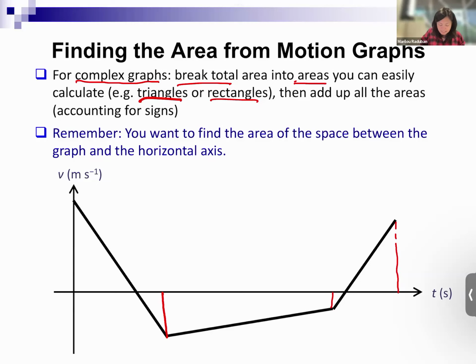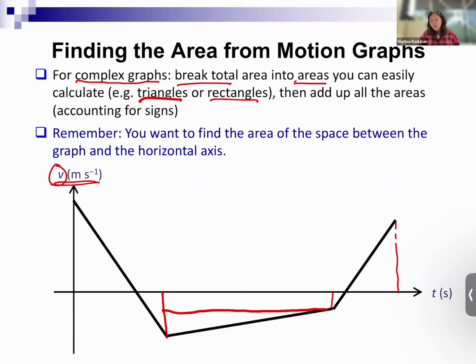So for example, it's easy to see the area here is a triangle. But for this part of the graph here, you can easily break that into triangles and rectangles, right? And then calculate the area of each of these portions, add them all up, and that will give you the total or net displacement, right? We know that the area will give us displacement because the y-axis is given as velocity.